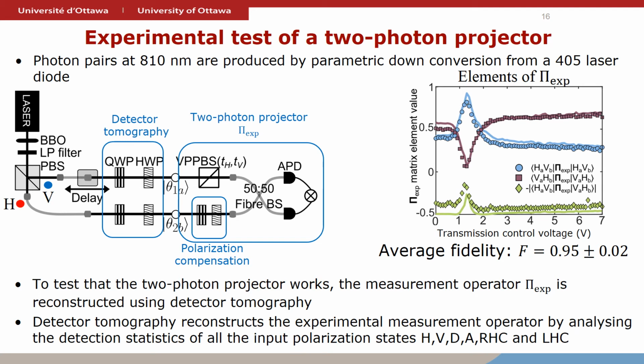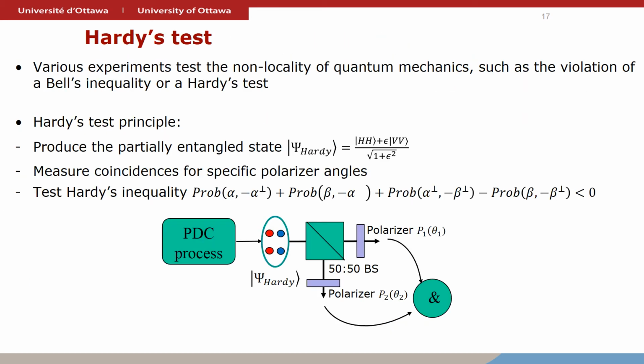On average, the fidelity of all the measurement operators is 0.95, which means that the two-photon projector worked as expected and is able to perform projection onto two-photon polarization states. Now we know that our two-photon polarization projector works as expected, so let's try to project onto a specific two-photon polarization state.